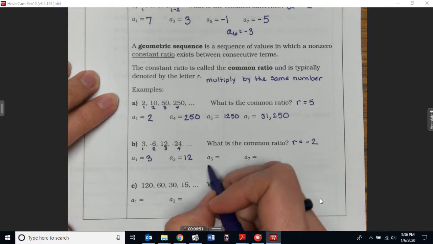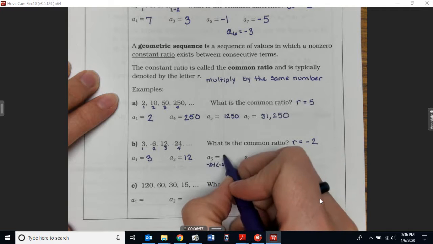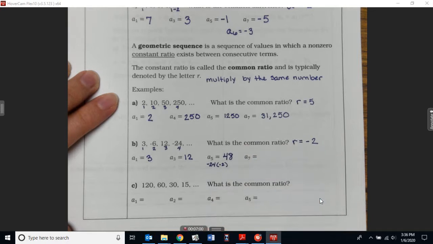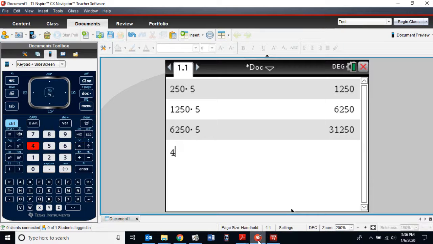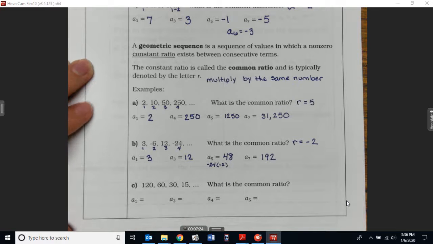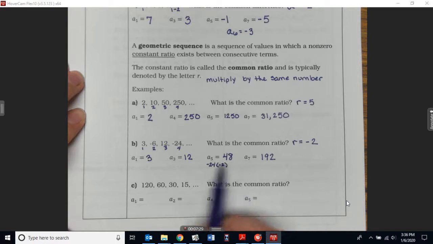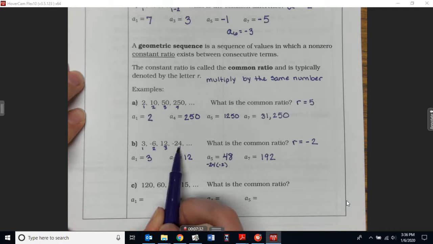And so to get my fifth term, it's -24 times -2, which is a positive 48. And then we keep multiplying by -2. And then my sixth term is -96. And my seventh term is 192. So it's safe to say that all of my odd number terms are going to be positive, and all my even number terms are going to be negative.